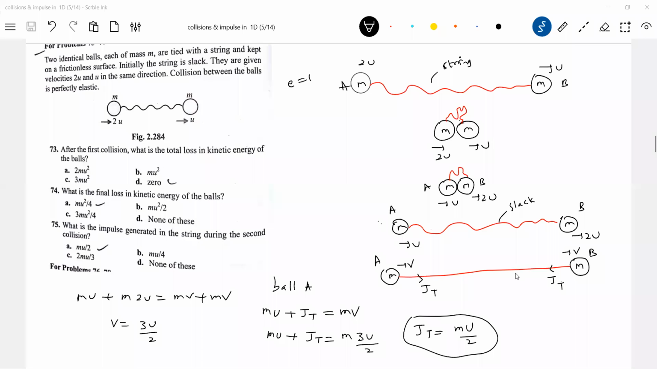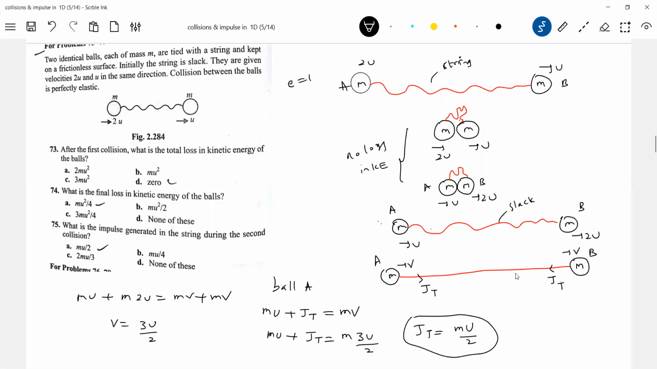Okay, this is about the impulse. So this is what happens. After this, what is the sequence here? So let's calculate, after the first collision, what is the total loss in kinetic energy? There is no loss in kinetic energy, because it is an elastic collision. So no loss here. Shall I put it here? No loss in kinetic energy. Then what is the final loss in kinetic energy of the balls?